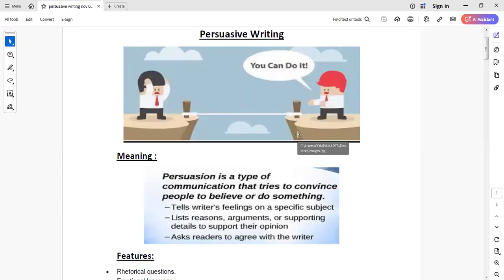IGCSE students. Today I'm discussing a very nice topic, a writing topic. It's persuasive writing. Why is it nice? Because persuasion is something important in our life. To persuade means to convince, to attract, to urge, to motivate, to push somebody to do something, of course, gently. Persuasion is a kind of communication that tries to convince people to believe or to do something.